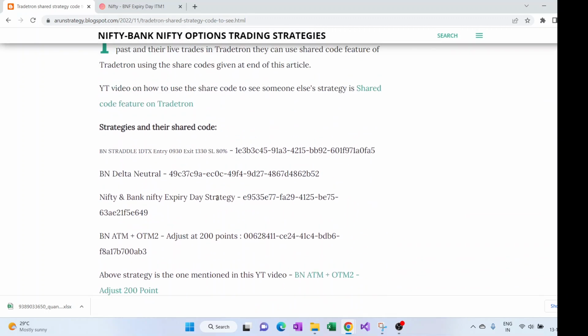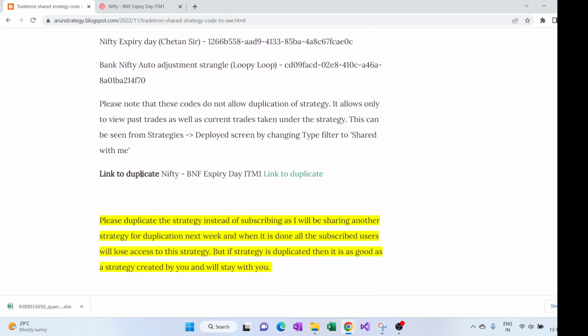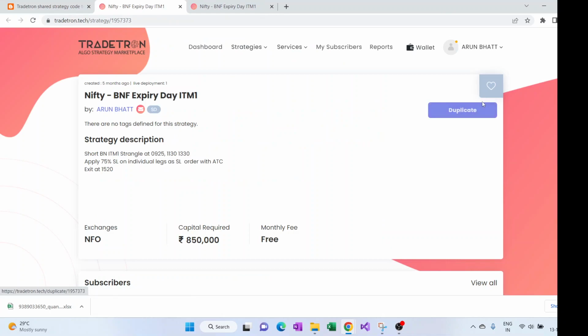initially you can see some codes through which you can see the live trades for these strategies, and then there will be one line saying link to duplicate, and this link to duplicate is here. If you click on it, you will get this link and you can duplicate. For duplicating, you have to log on to your TradeTron account first and then click on that link, and once you duplicate, it will be automatically duplicated in your TradeTron account, and then you can trade it.